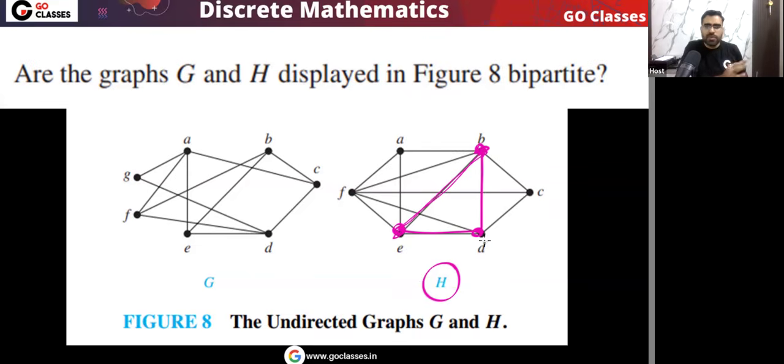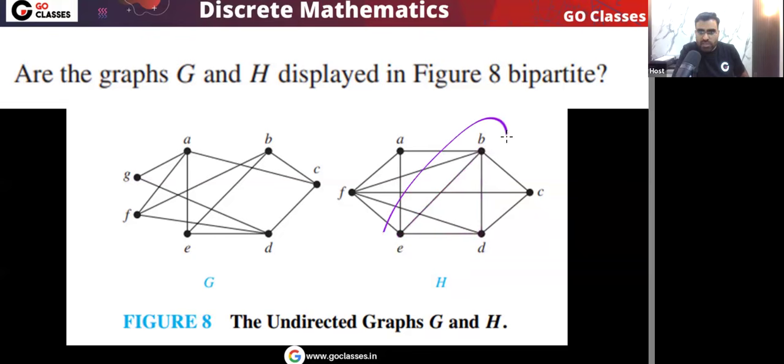The theorem is very simple. If your graph is bipartite, then there should be no odd length cycle. And if there is at least one odd length cycle, then the graph is not bipartite. So the theorem is actually: your graph is bipartite if and only if there is no odd length cycle. Okay, so you can see in this graph H there is a triangle, look at this BED. So that is the reason I can say this graph is not bipartite.